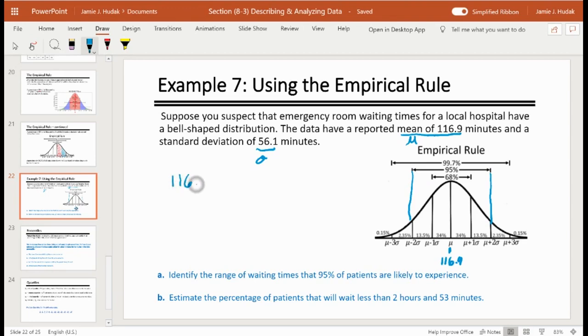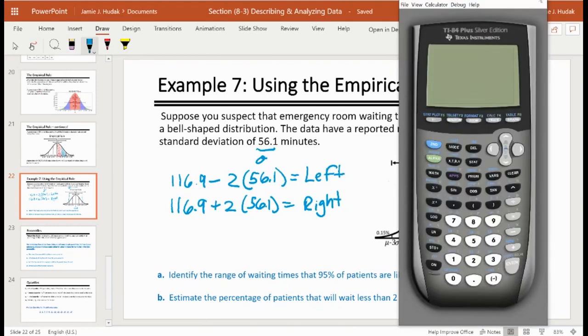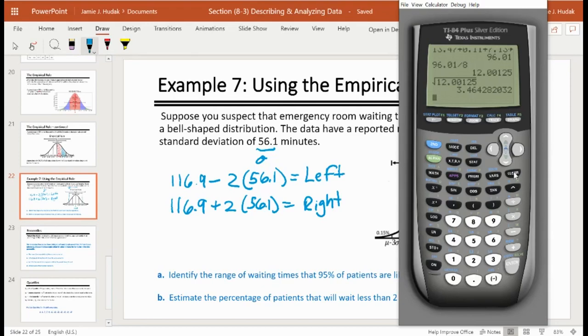So 116.9 minus 2 times 56.1 will equal the left side, or the lower number, and 116.9 plus 2 times 56.1 will equal the right side of our range. 116.9 minus 2 times 56.1 gives us 4.7 minutes.